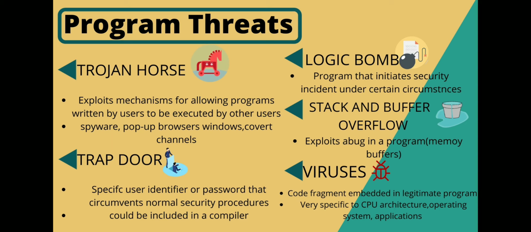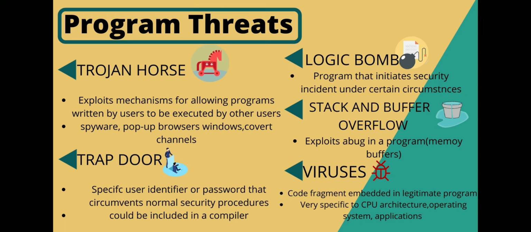Program threats. First is the Trojan horse. The Trojan horse comes from the famous Greek mythology of the siege of the city of Troy during the war, where the Greeks, unable to enter the city, planned a trick of presenting a Trojan horse to the Trojans while hiding themselves inside that horse.